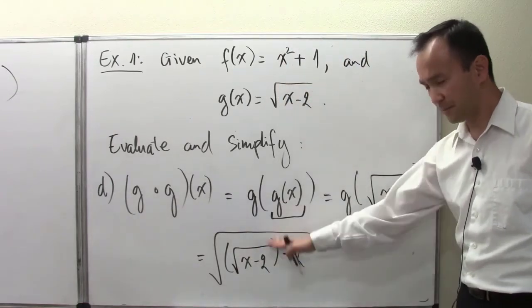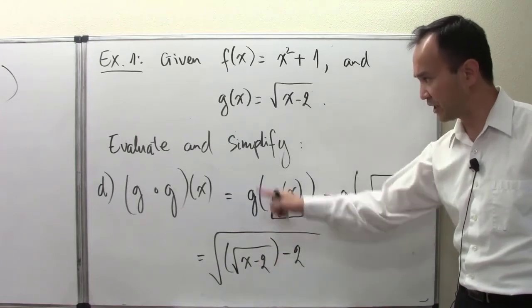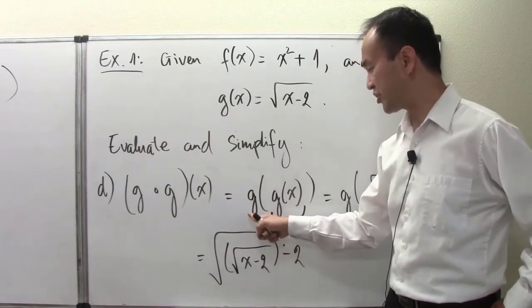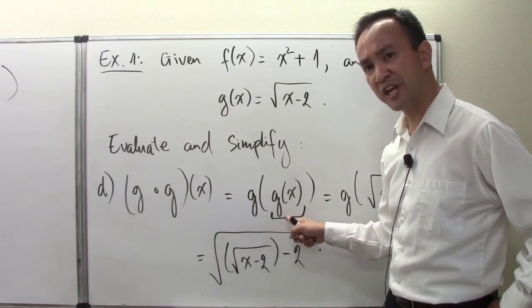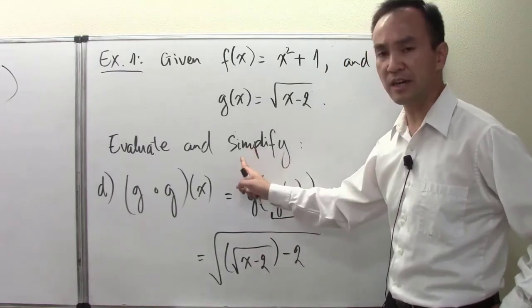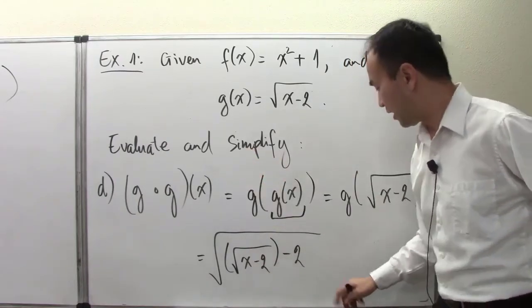All right, so at this point we have successfully done the evaluation work. We have evaluated our function g at an input being g itself. But that's not enough. We need to advance further and simplify that expression.